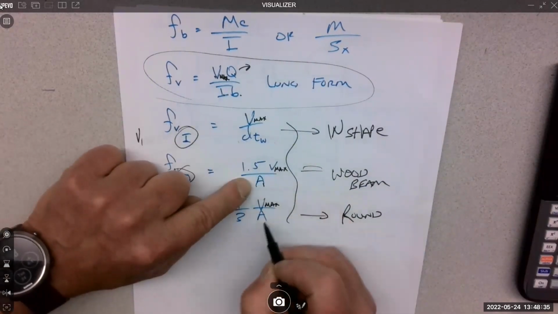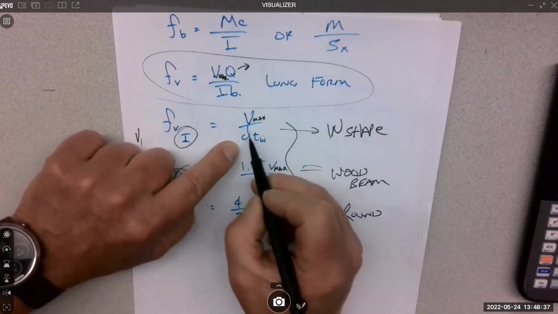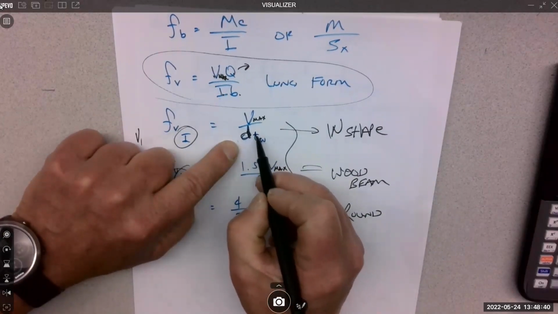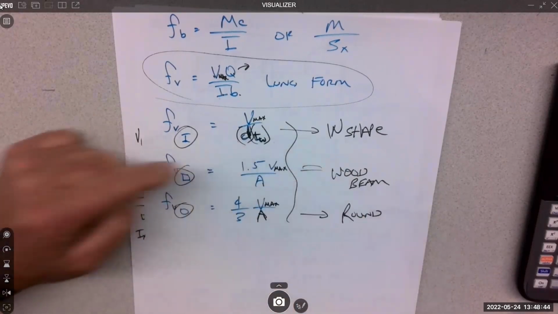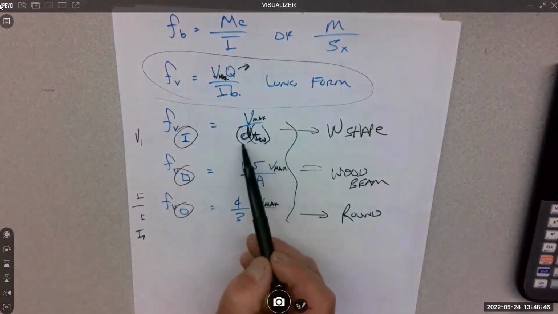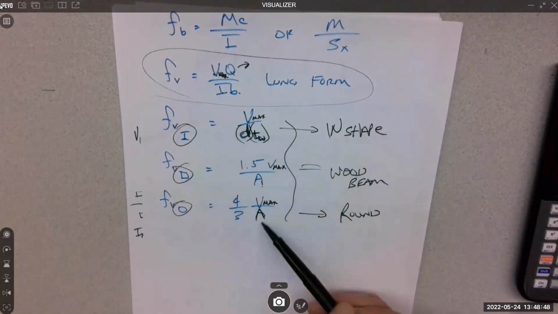A is area, correct. And then this is D, and then TW. So these are two different things. So this essentially gives you an area. This is an area. This is an area.